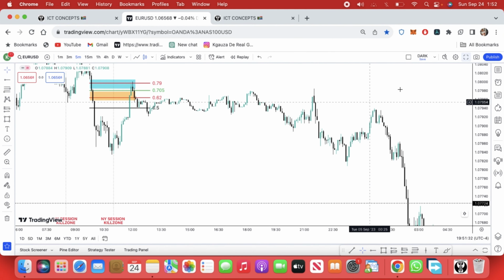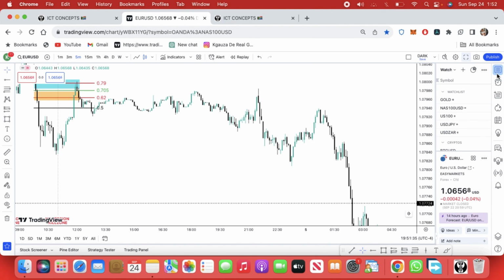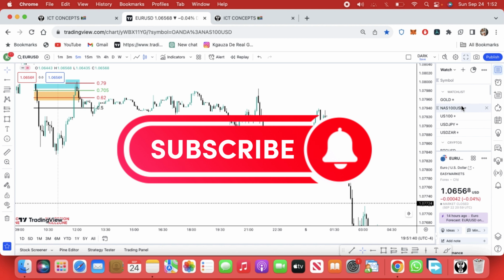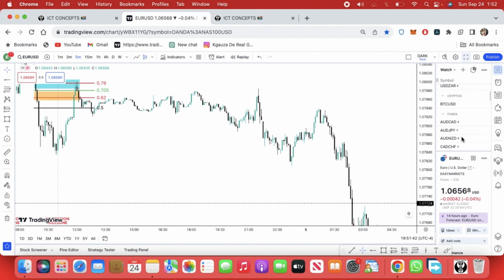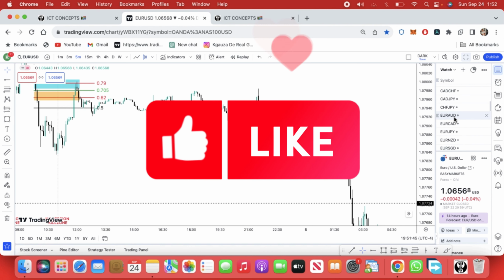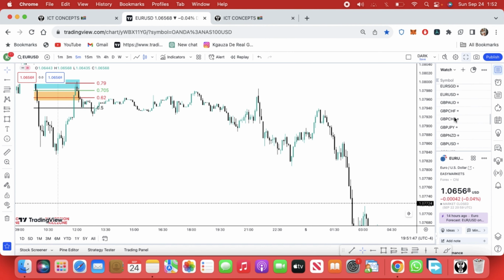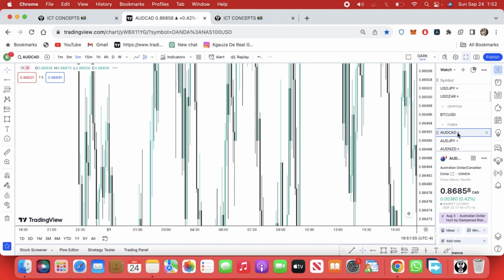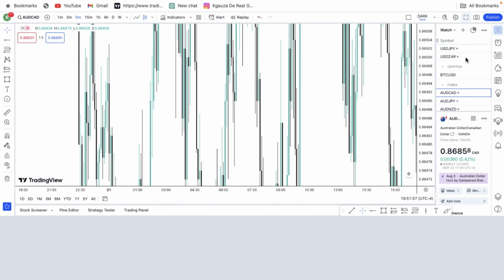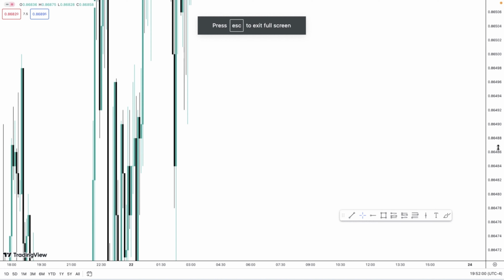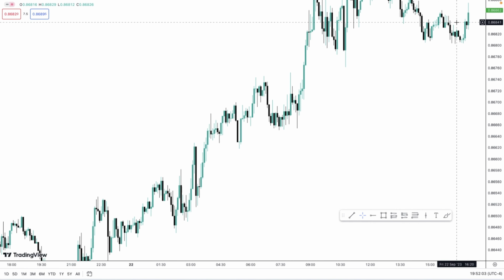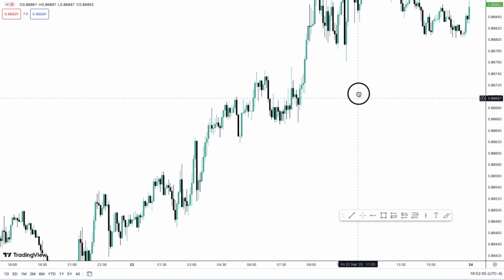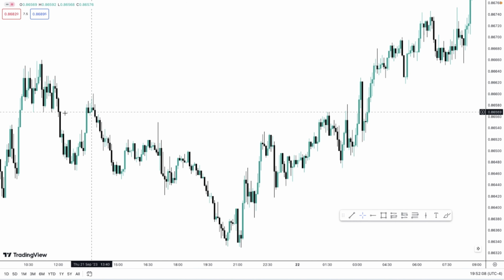So I'm going to show you one example from a different pair before I close the video for a part 2. I'm going to use a random pair to emphasize my point that these things work on anything. AUD CAD. This is very choppy price action.